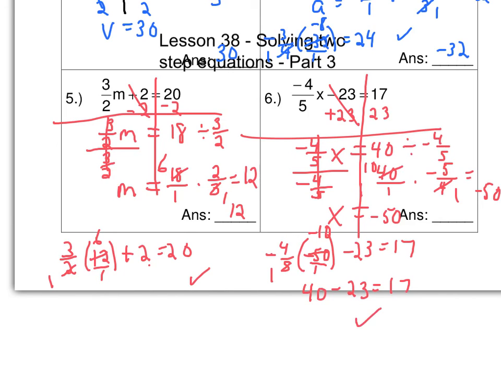And you can use a calculator to check if you need to. Now, not on a test. You're not going to use the calculator on the test, so you have to be able to do this on your own.